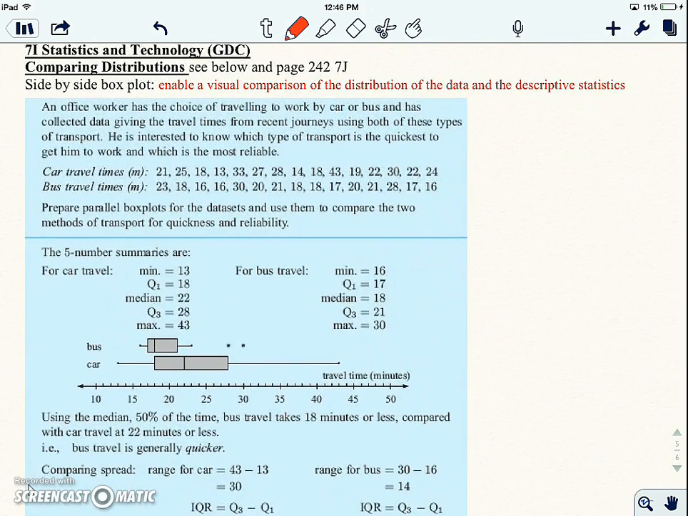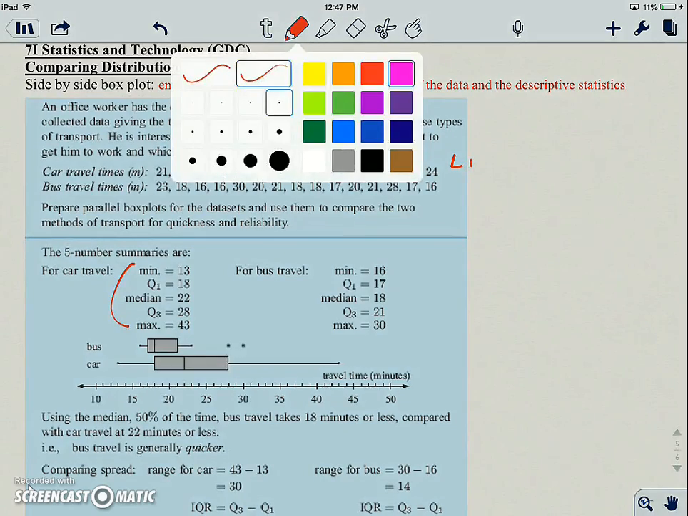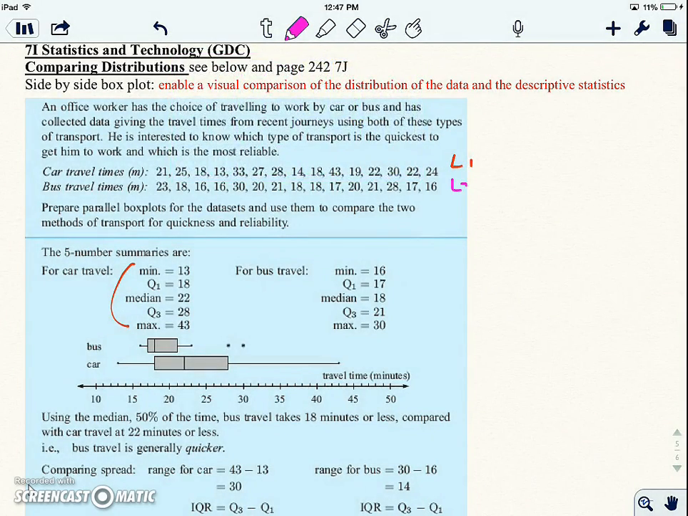An office worker has the choice of traveling to work by car or bus and has collected data giving the travel times from recent journeys using both of these types of transportation. He is interested to know which type of transportation is the quickest to get him to work and which is the most reliable. So he put this in list 1 and got his 5-number summary and a box plot, and put the other in list 2 and got his 5-number summary and a box plot, and let's just double check.